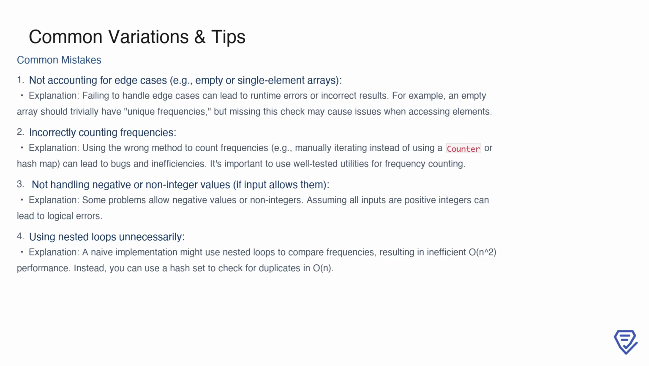Assuming all inputs are positive integers might cause logical errors if this assumption is incorrect. Finally, avoid using nested loops unnecessarily. A naive implementation might compare frequencies with nested loops, which results in O(n squared) performance. Instead, you can use a hash set to efficiently check for duplicates in O(n). Paying attention to these pitfalls will make your solution both robust and efficient.